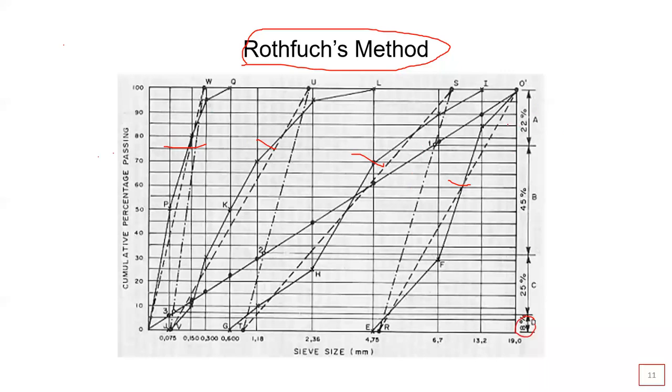Those you are obtaining the percentages. This is 22%, 45%, 25%, and 8%. So all these percentages, 18, 25, 45, 22, these are your results. That means if you take 22% from A, 45% from B, 25% from C, and 18% from D, and if you mix, it will yield a mix, and if we perform sieve analysis of that mix, our sieve analysis results, the gradation curve will fall in the desired range, and that is called your Rothfutch method.